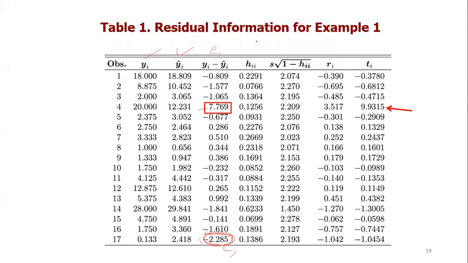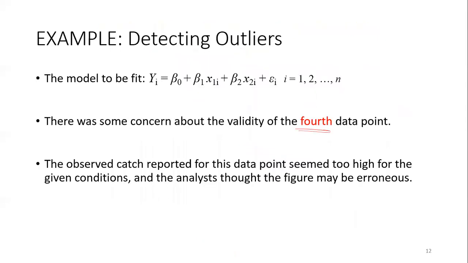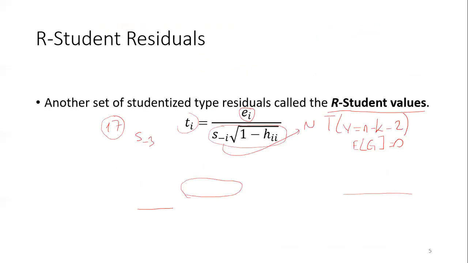This is the h_ii. Remember what was h_ii? I'm not sure, but it involves X transpose X. So this was Y, this was the B matrix. I guess it was something like this, X transpose X times, is it? I'm not sure. Let's go back.